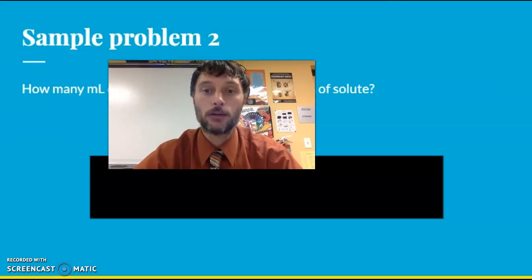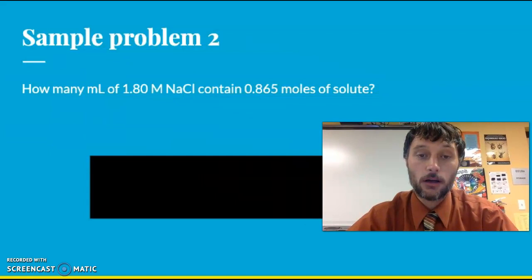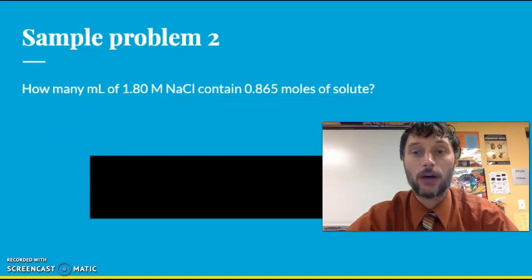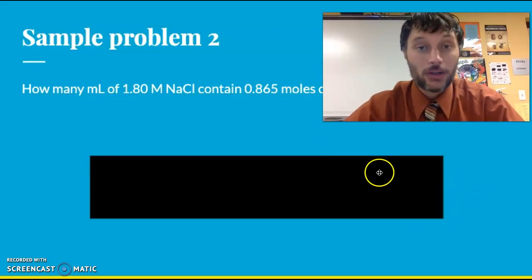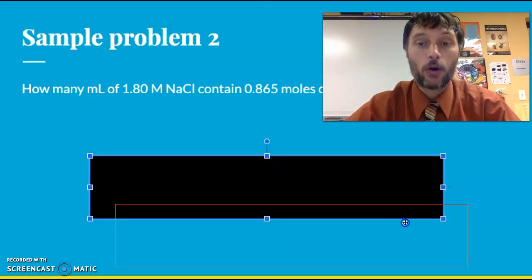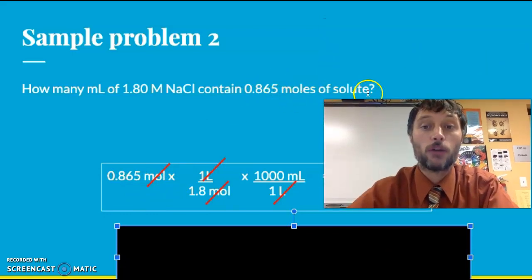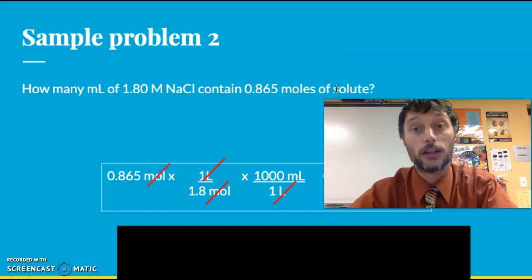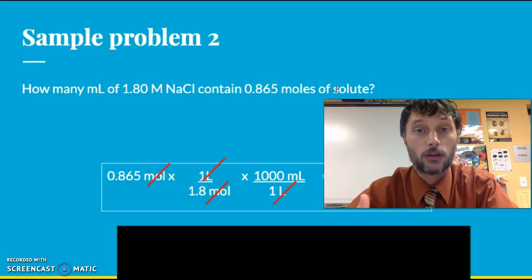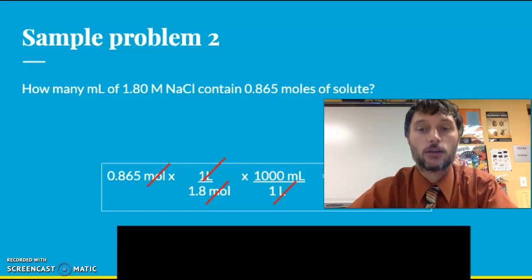Next up, let me move over here. How many milliliters of 1.8 molar sodium chloride contain 0.865 moles? So this is essentially algebra. We're just using different parts of the equation. So I'm using it as a conversion factor. So I've got my 0.865 moles. Solute might be a new term for you. Solute is something that's dissolved into a liquid. So in the Kool-Aid example, the Kool-Aid was our solute. In this example, sodium chloride or table salt is our solute.